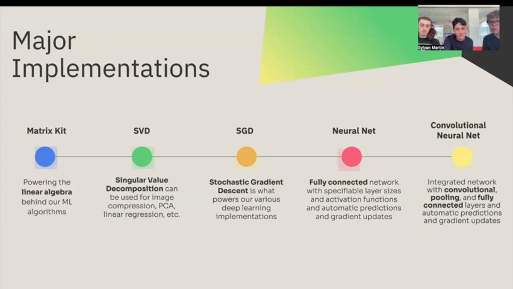And of course, our neural network, which is our fully connected network with activation functions and different loss functions and gradient updates. In addition to that, we added convolutional layers and pooling layers to create our convolutional neural net.